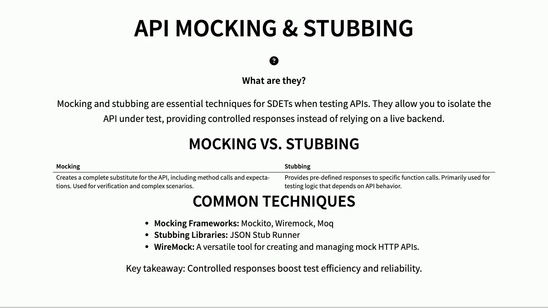Okay, let's talk about mocking and stubbing. They're super important tools for SDETs when dealing with APIs. Think of them as creating stand-ins for your actual API calls. Mocking creates a full replacement, including all the expected method calls, really useful for verifying interactions. Stubbing is more focused. It's providing predefined responses to specific requests, perfect for testing how your code handles different API outcomes. There are lots of tools available like Mockito and EasyMock that can help you build these stand-ins efficiently.